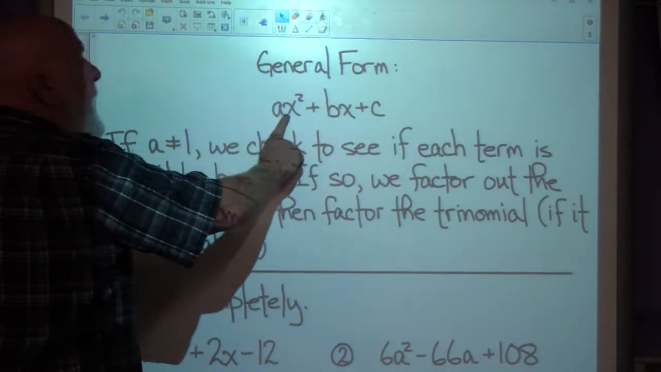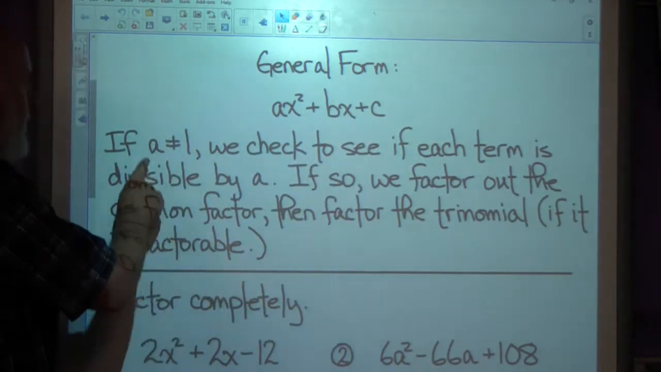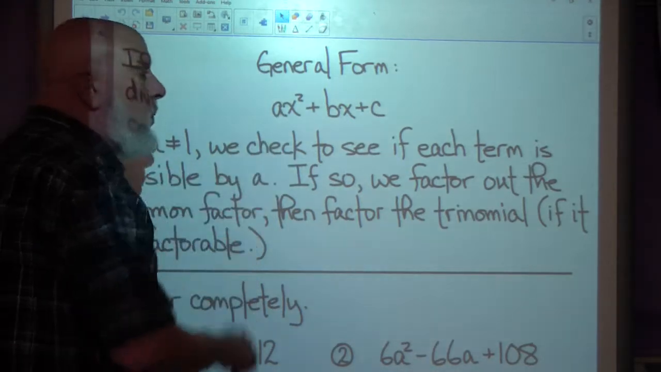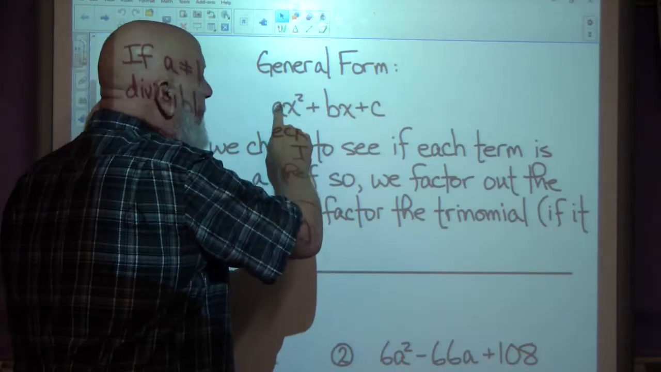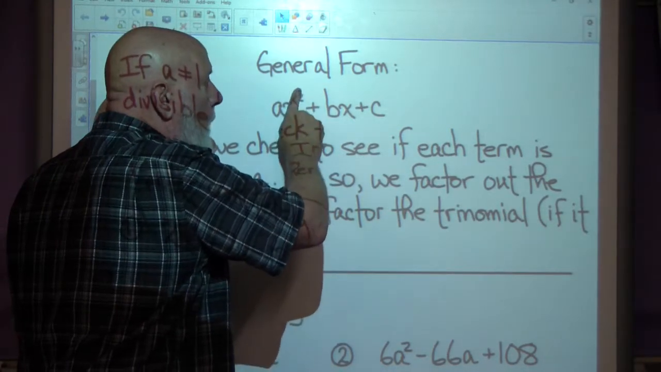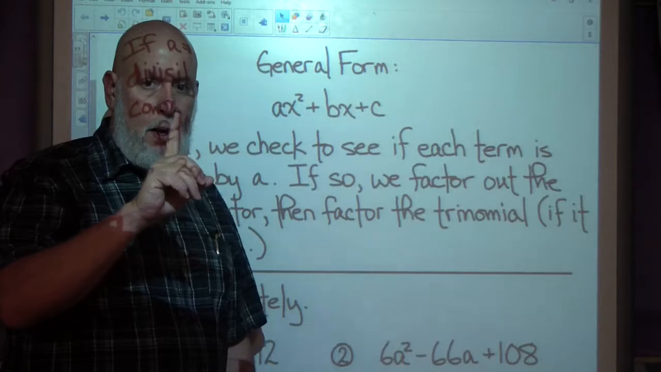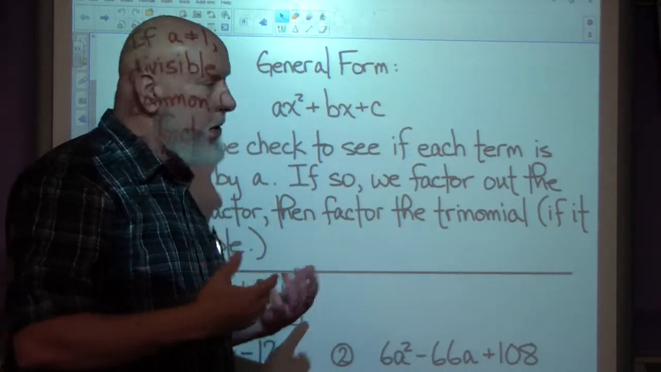If we look at a quadratic trinomial and we're trying to factor it, and a is not 1, everything we've factored so far, the leading coefficient, that's the coefficient of the quadratic term, has been a 1. So we need to know how to factor it if it's not a 1.